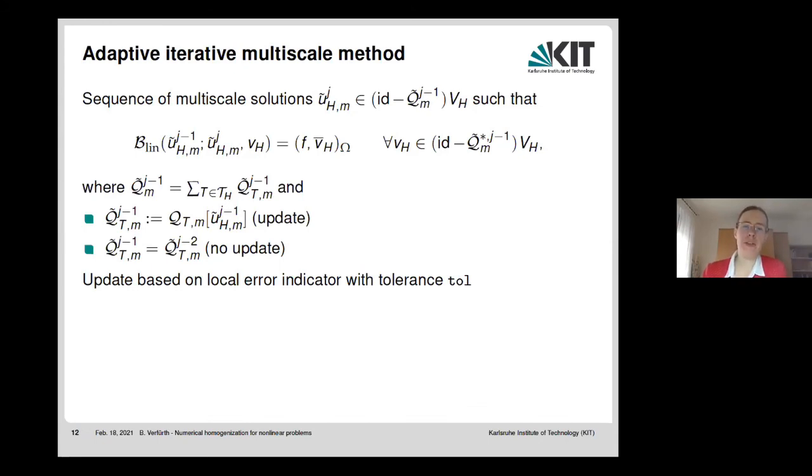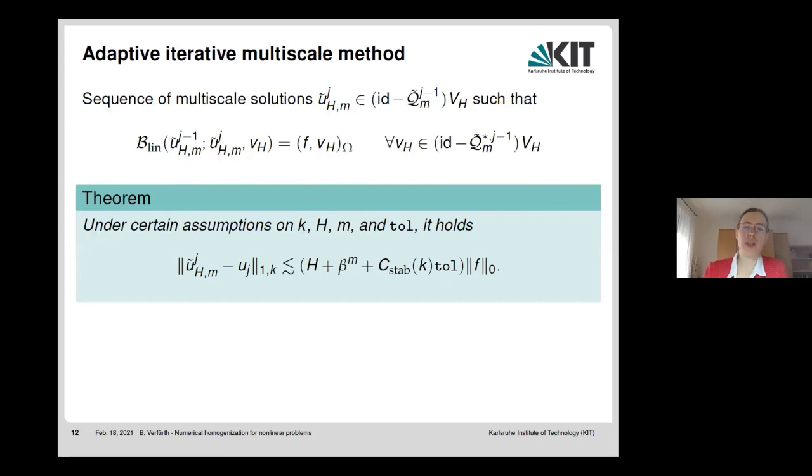And for this adaptive iterative multiscale method, we have the following theorem, where we compare these U tilde_J^H,M with the continuous iteration U_J. Again, in the energy norm, which is an H1 norm where the L2 term is weighted with K. And then you can show that this energy error converges linearly in the mesh size and exponentially in this parameter M. This is what you know from the standard LOD as well.